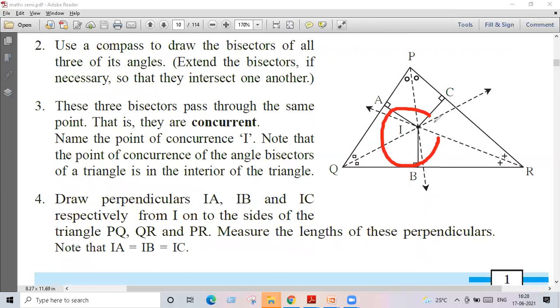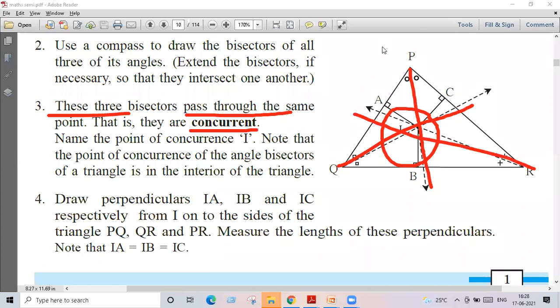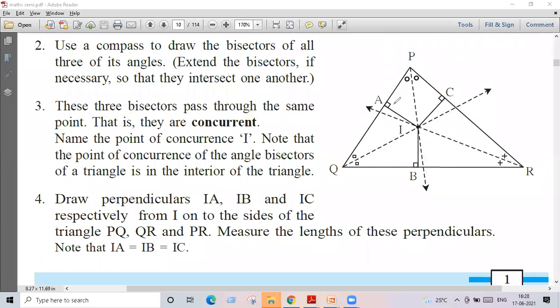Can you see? At this place, I is the point. So here the three bisectors pass through the same point. That is why they are called concurrent. This is angle bisector PB, this is your QC, and this is your RA. They pass through the same point, so this point is known as the point of concurrence.